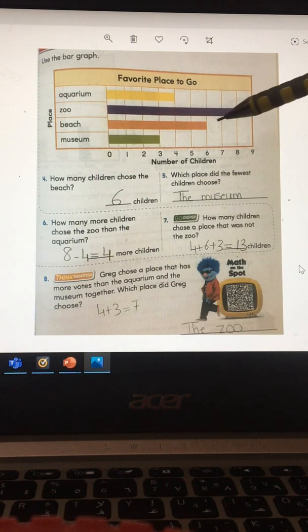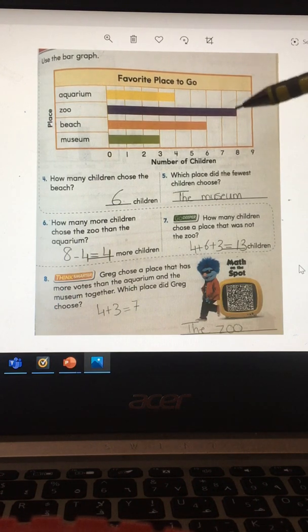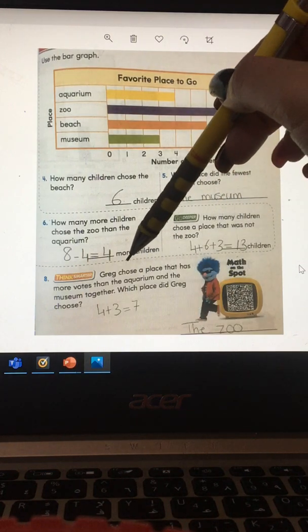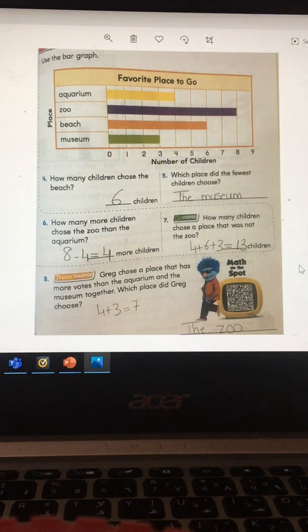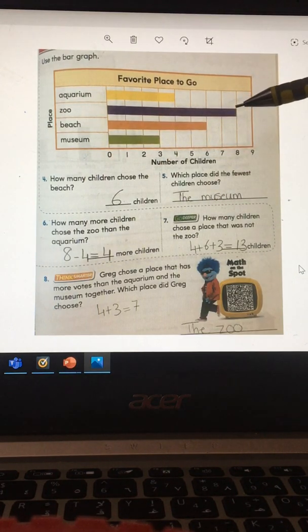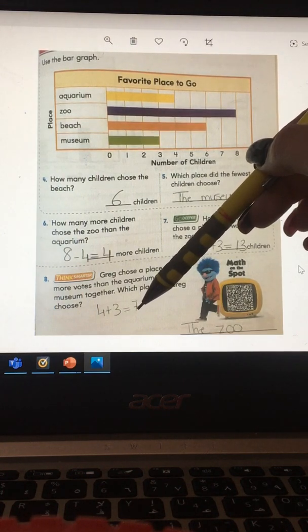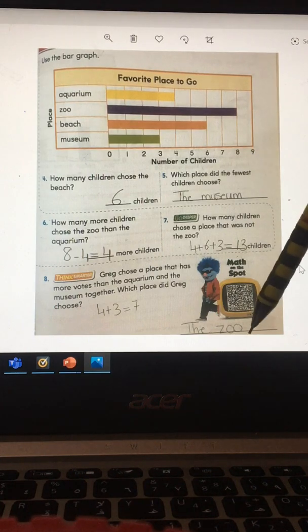What is the number that is bigger than 7 here in the bar graph? It's 8, which is the zoo. Okay, so the answer is the zoo, because he said that Greg chose a place that has more votes, and the only place that has a number that is bigger than 7 is the zoo. So the answer is the zoo. Okay.